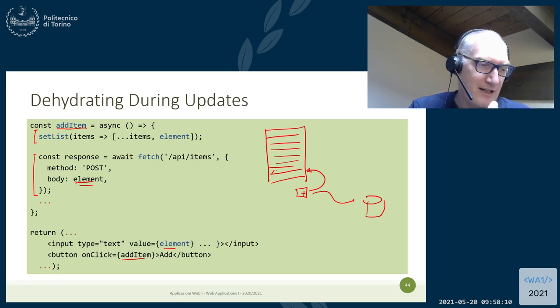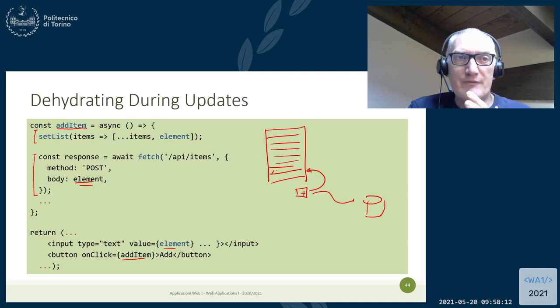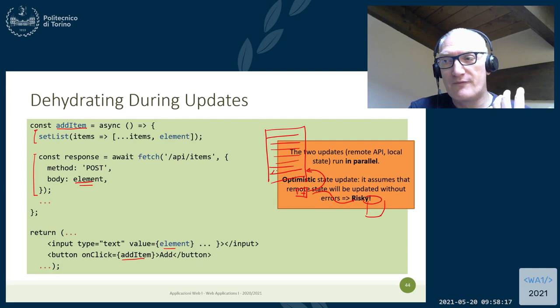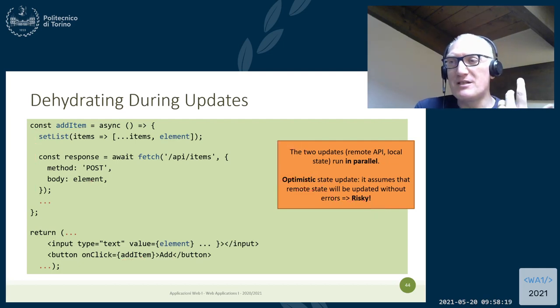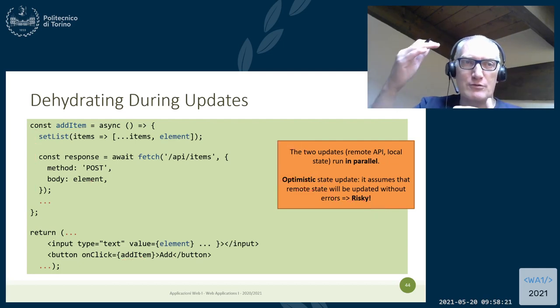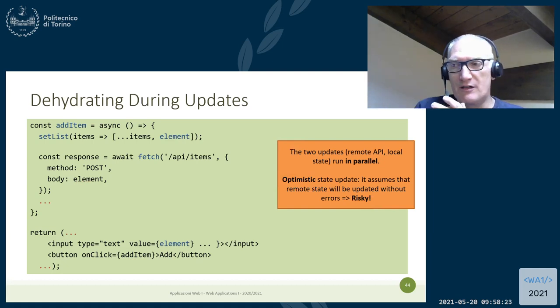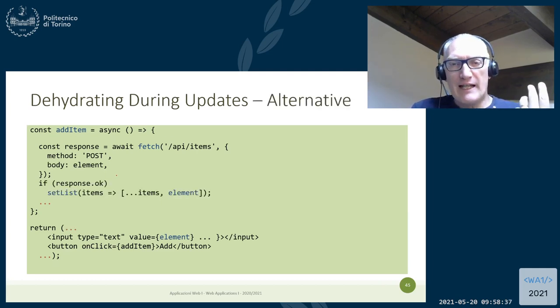Like Lorenzo is saying, to be safer, we should reload from the server. Okay, so this is the optimistic view. We are running two updates, one to the local copy and one to the server in parallel, and we assume that everything is right. Okay, if we don't want to risk it, it's better to update the server and later on reload the data.